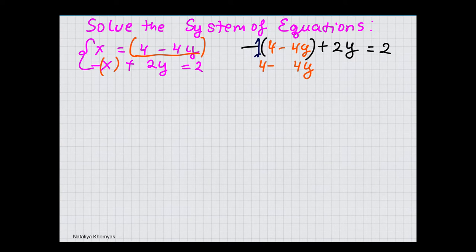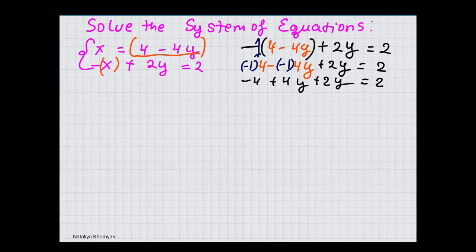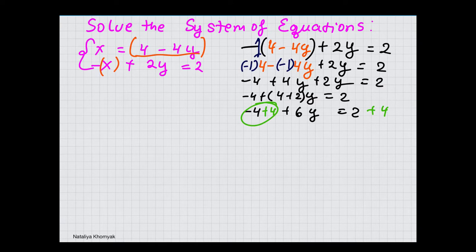That's a negative 1 in front of the parentheses. Distribute the negative. Keep everything else as is. So we have negative 4 plus 4y plus 2y equals 2. We have like terms, 4 plus 2 of y. So we have negative 4 plus 6y equals 2. Now we can solve for y. Additive inverse of negative 4 would be positive 4. That's a 0. So we have 6y equals 6.